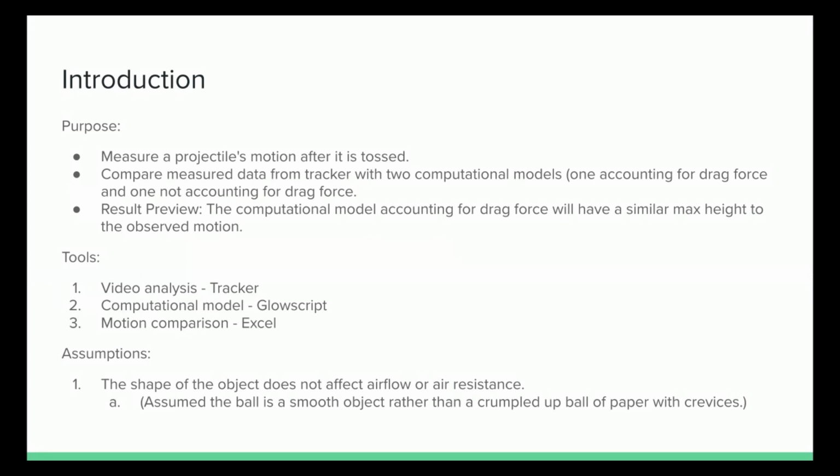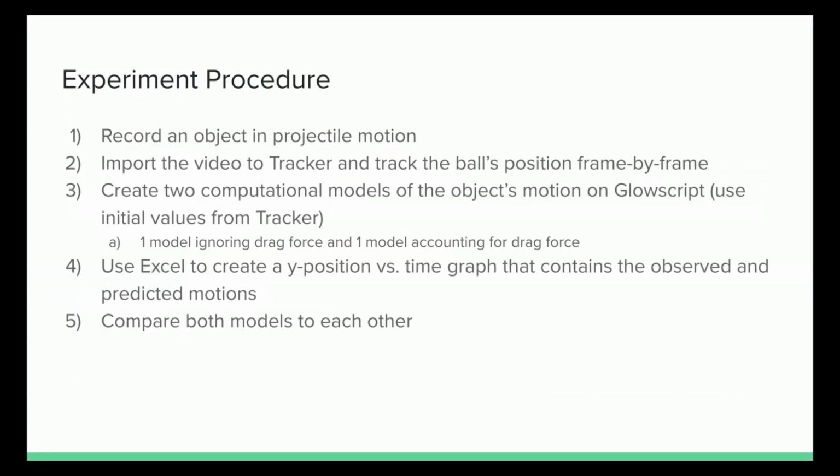The three tools I used were Tracker, GlowScript, and Excel, and the main assumption I made is that the shape of the object does not affect airflow or resistance. For example, in this lab, I used a paper ball that was crumpled up, and I assumed that the crevices did not change the object's motion.